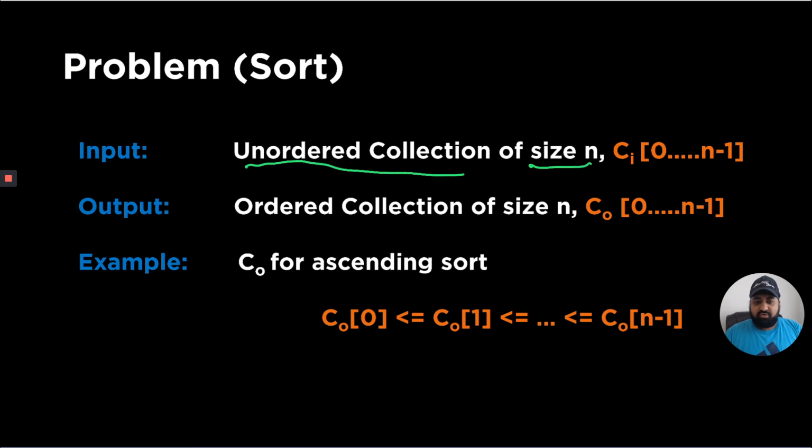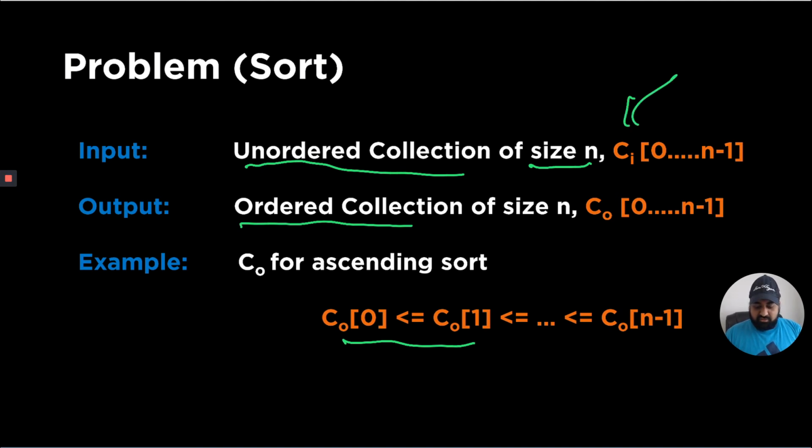And as output, we require an ordered collection such that there is some inherent ordering in all the elements in that collection. So if we are performing an ascending sort, basically all the values in our output will be either less than or equal to adjacent elements. While if we are performing a descending sort, the elements will be ordered from larger to smaller values.